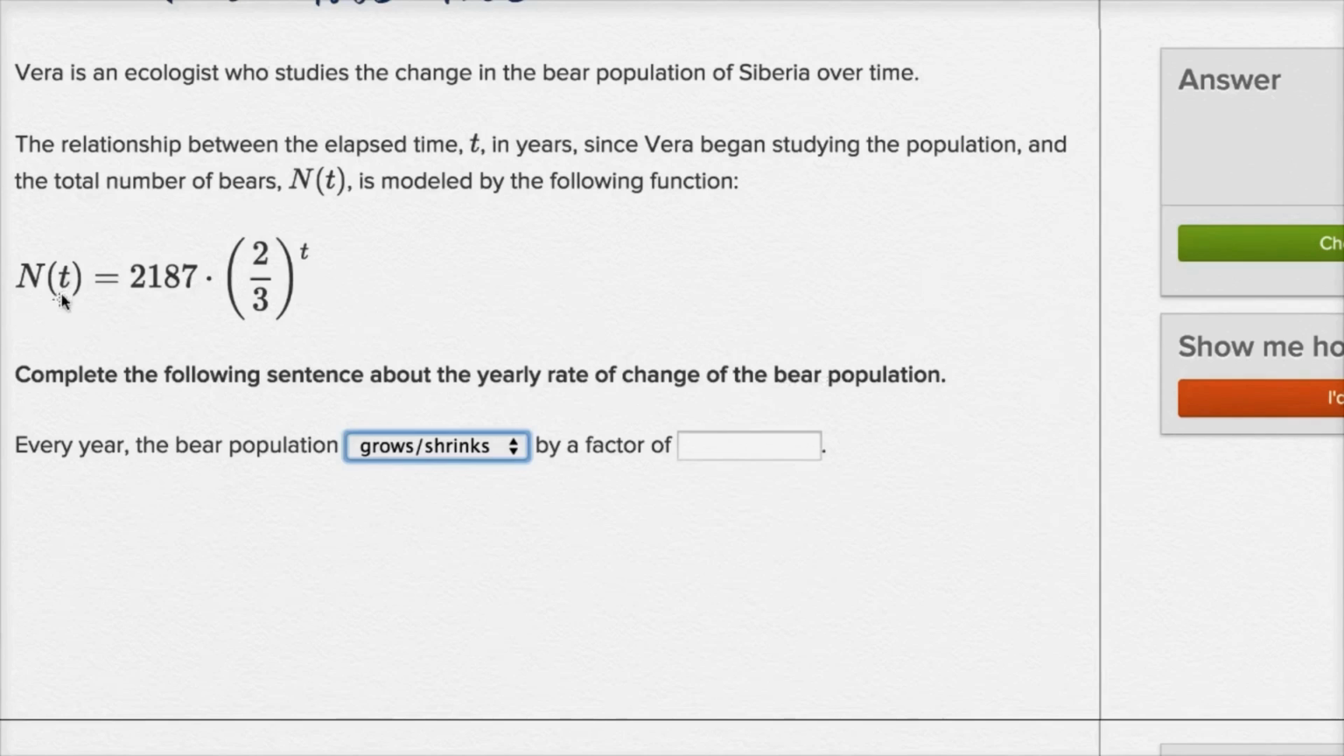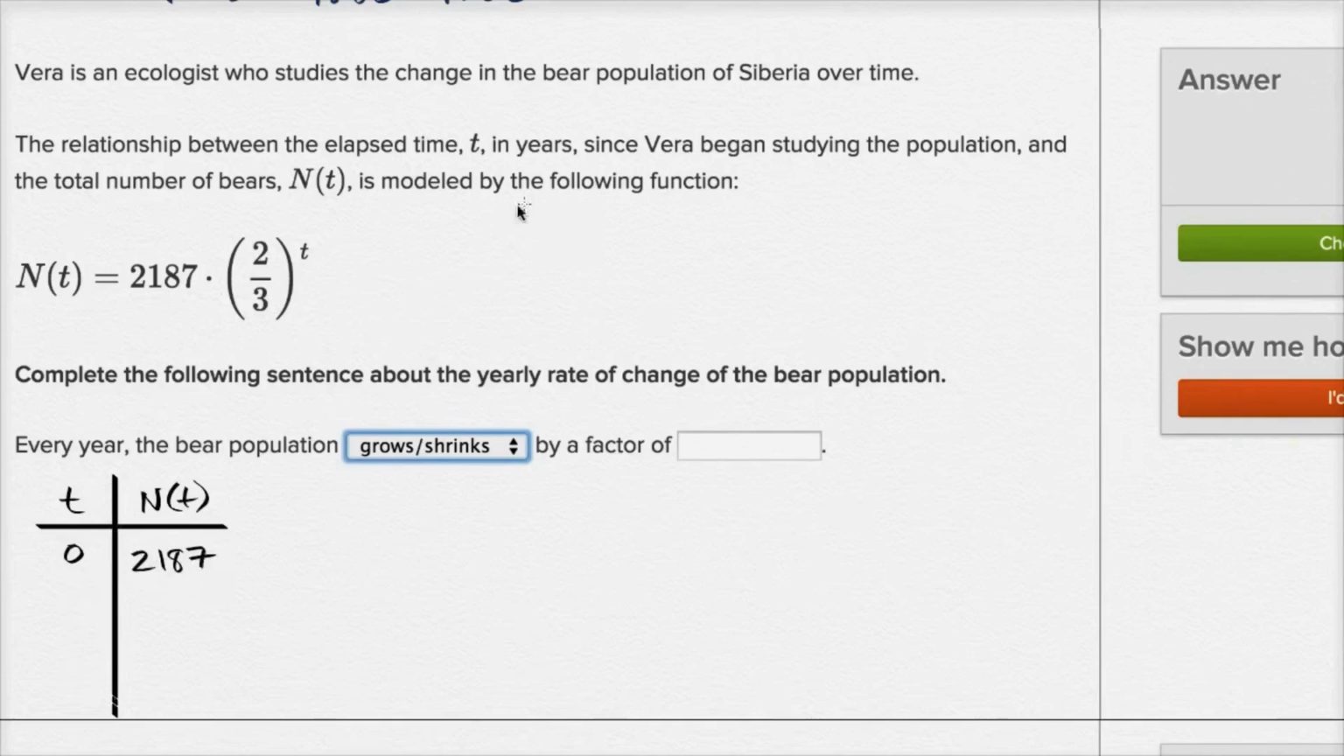Let's just think about every year that passes. T is in years now. Every year that passes is going to be 2/3 times the year before. I can do that same table that I just did just to make that clear. So this is t, and this is n of t. When t is 0, n of t, you're going to have 2,187 bears. So that's the first year that she began studying that population. 0 years since Vera began studying the population.